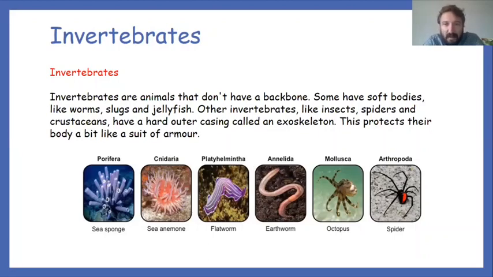Now there are other types of invertebrates like insects, spiders, and crustaceans. They have a hard outer casing called an exoskeleton. That sounds pretty cool, like something you get in Marvel. This protects their body and is a bit like a suit of armor. If you've ever picked up a spider, you can feel how tough their body is, and that's due to them having an exoskeleton. So whereas the animals we looked at before had a backbone, all of these animals don't have a backbone.